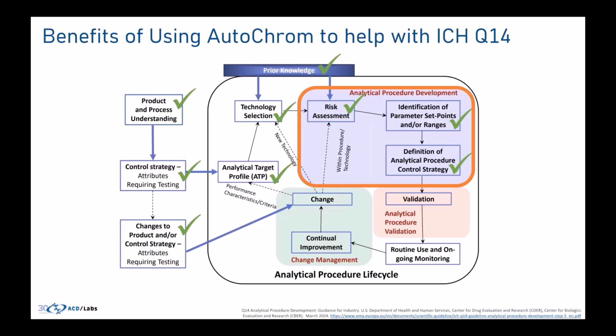So AutoChrom is using data to make decisions in method development, and it can help you apply ICH Q14 guidelines to your chromatography method development to generate reliable methods in a more efficient manner.